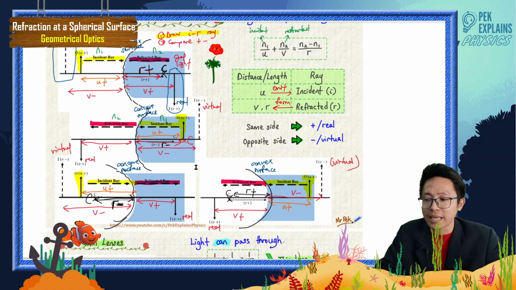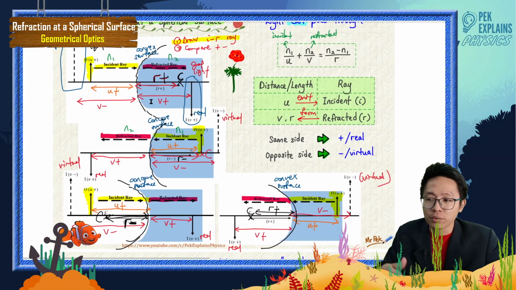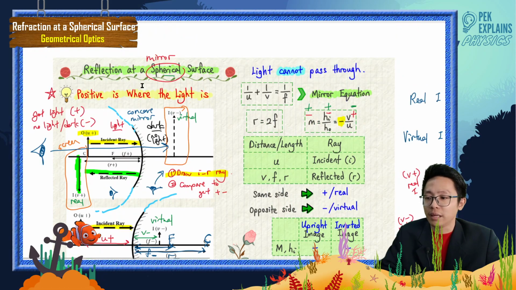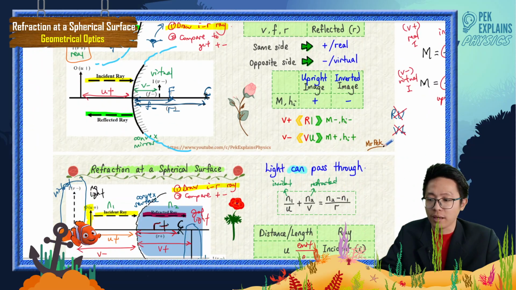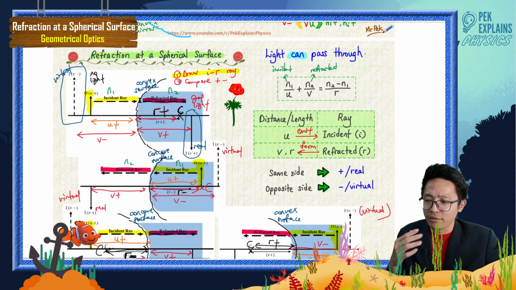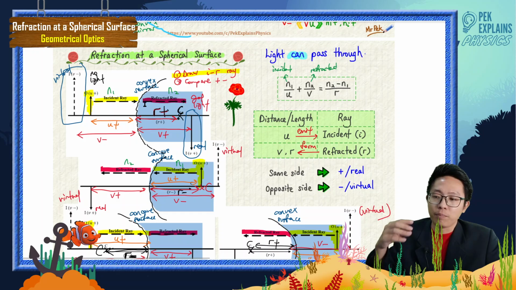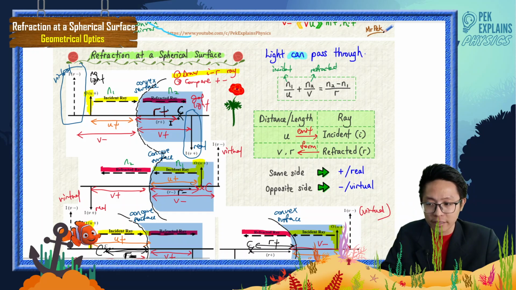So my method here is that I go back to the concept. I go back to the incident ray and refracted ray that form the image. The concept is: positive is where the light is. If you have light, it is positive. If you have no light, it is negative. Like this convex surface, the radius is at the place with light. Got light. That's why this R is positive.